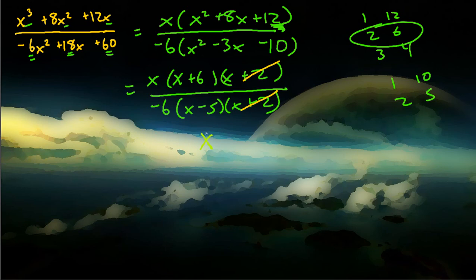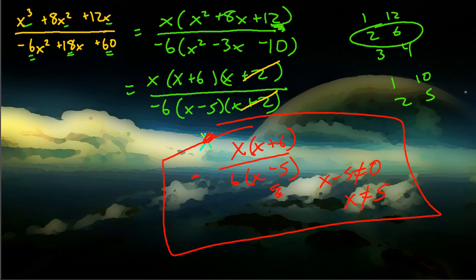and maybe I'll use a different color right here. I don't know what shows up. Maybe this red. Let's use red. x plus 6, and at the bottom, I'll move that negative out, so negative, and then x minus 5. Now, what's the restriction? So that cannot be 0. So x minus 5 cannot be 0. So x is not 5. And this is our final answer for that.